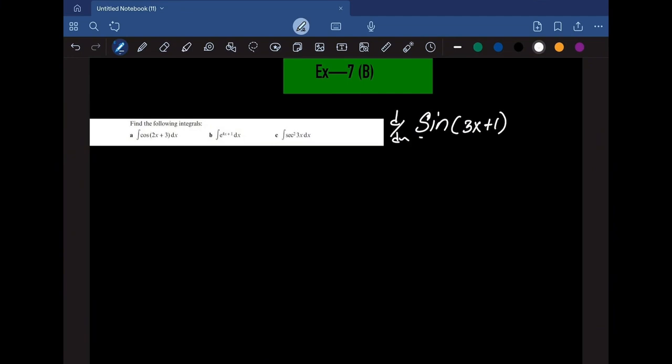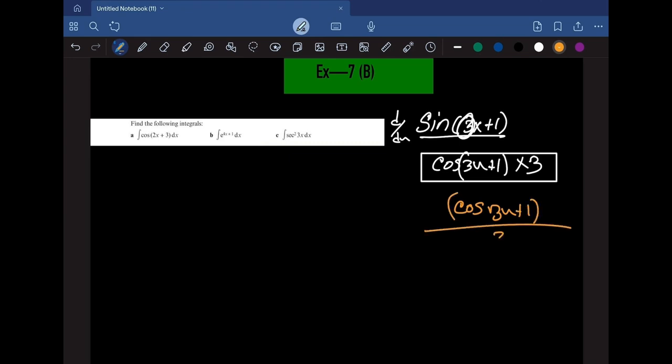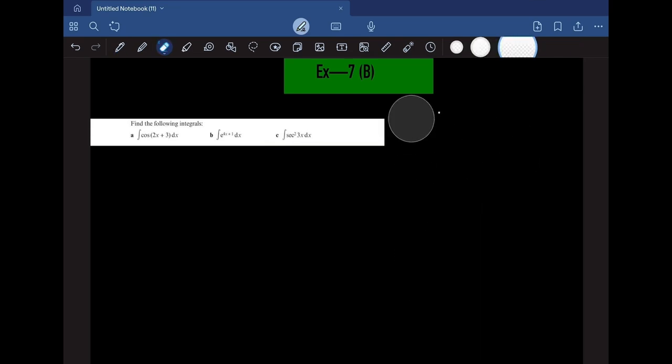You have sin(3x plus 1). We would have differentiated it because sine becomes cos, and we would have multiplied with the differential of the bracket. So we would have multiplied it, right? This is how we would have differentiated. But in terms of integration, we will not multiply. We will divide. So it will become cos(3x plus 1) divided by 3. We can also write it down as 1 by 3 cos(3x plus 1). So this is how we will do. We will divide in terms of integration just like the way we multiplied in terms of differentiation. This is the main difference between differentiation and integration.